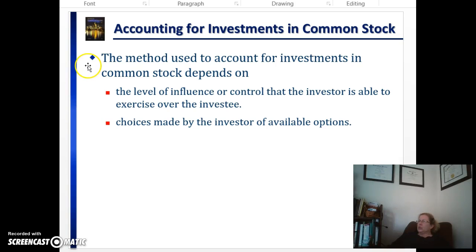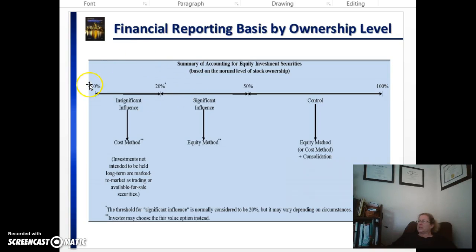So the method that's used for accounting for investments in common stock depends on two things: the level of influence or control that the investor is able to exercise over the investee. How much control do they have? How much influence do they have? And that's directly related to how much stock they actually purchase. And then the other thing is certain choices made by the investor of all the available options. And so let's look at this next slide, which gives us a summary of accounting for equity investment securities.